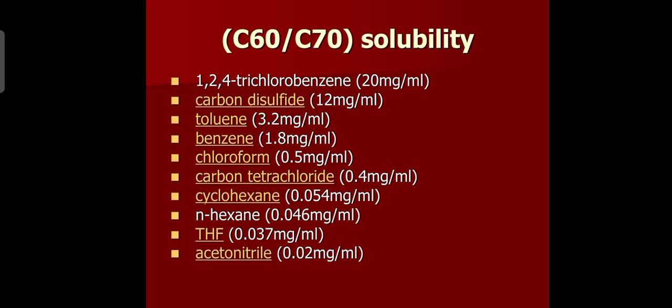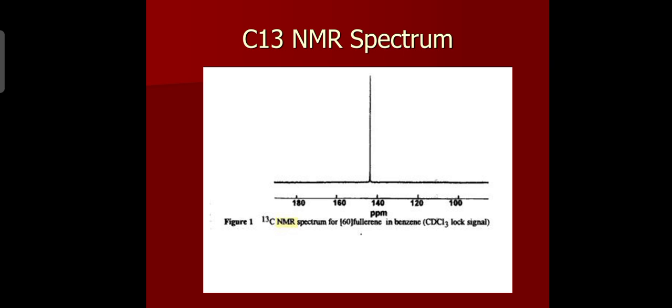First, research was done on their solubility, and this is the chart of the solubility of C60 and C70 molecules in different chemicals like trichlorobenzene, carbon disulfide, benzene, etc. Now this is important. The C13 NMR spectrum of fullerene C60 shows only one peak. Only one peak means all the carbon atoms are very similar.